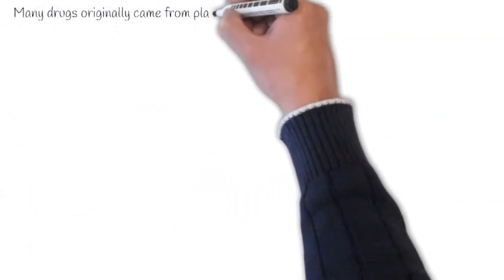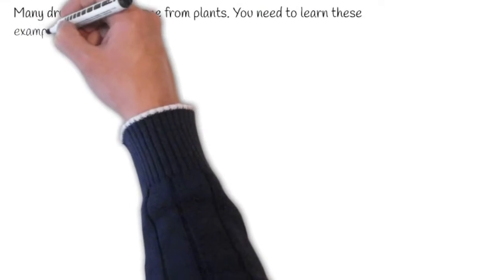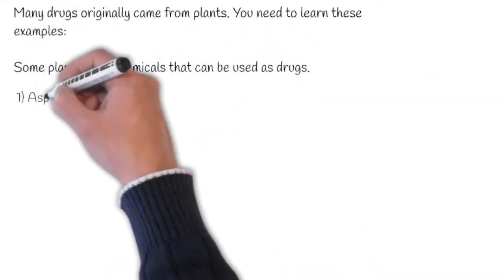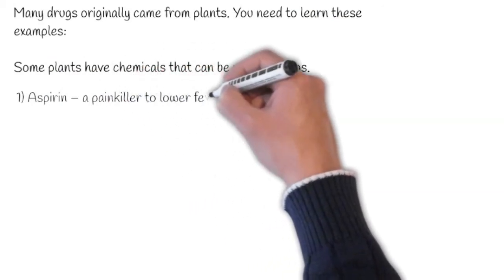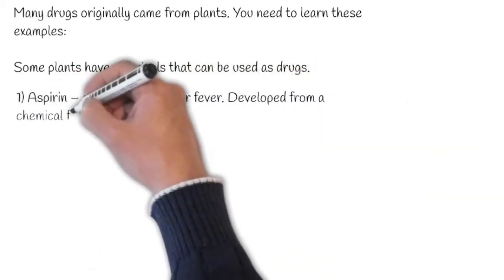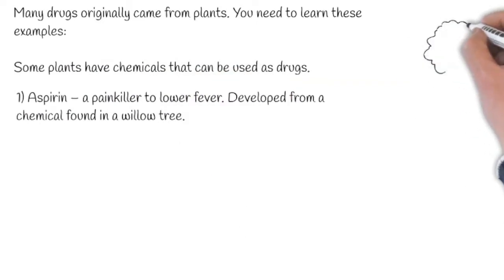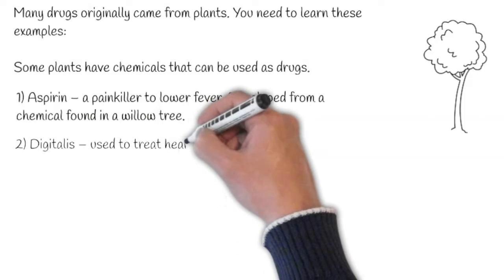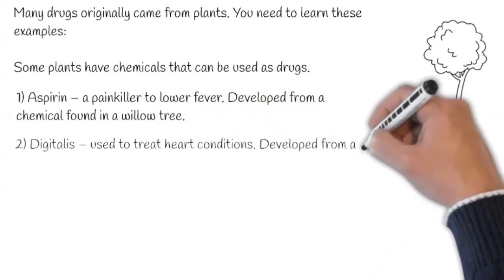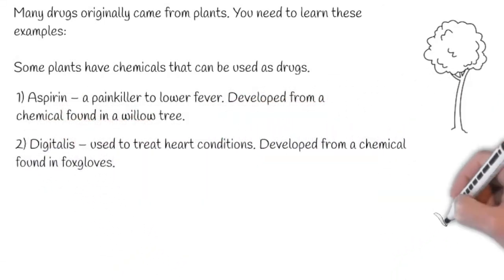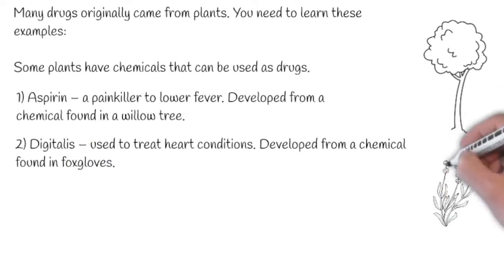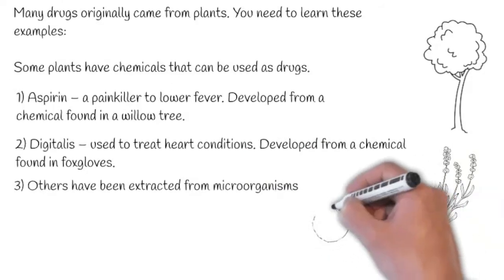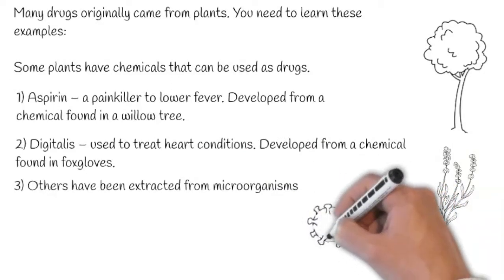Many drugs originally came from plants. You need to learn these examples. Some plants have chemicals that can be used as drugs. Number 1, aspirin, which is a painkiller to lower levels of fever. It's developed from a chemical found in a willow tree. Digitalis, which is used to treat heart conditions, was developed from a chemical found in foxgloves. Others have been extracted from microorganisms, such as mold.